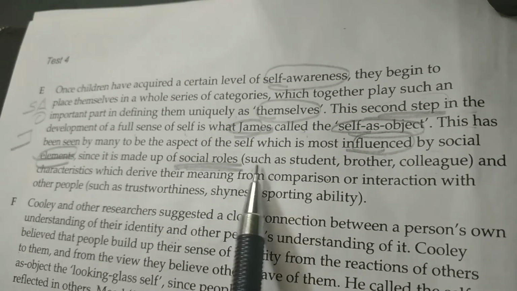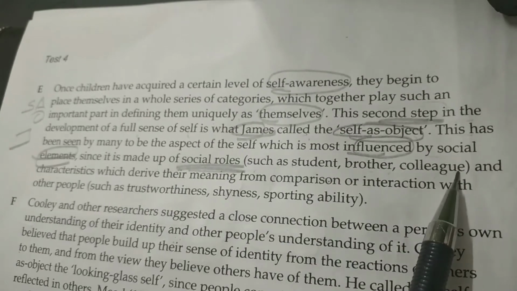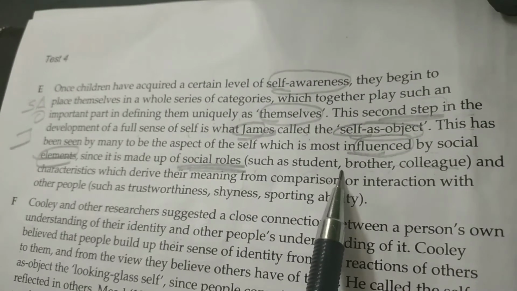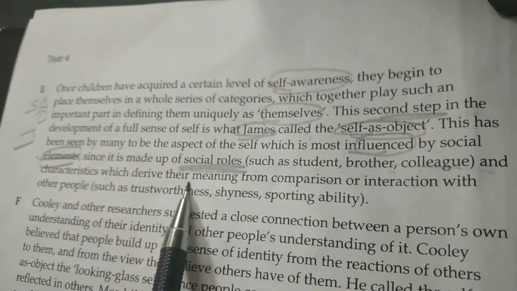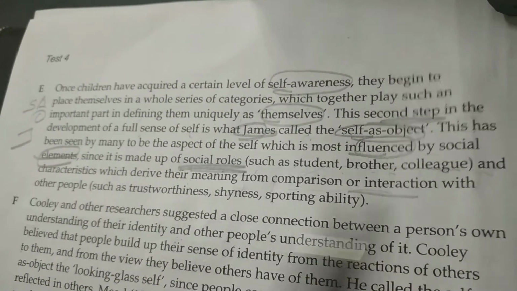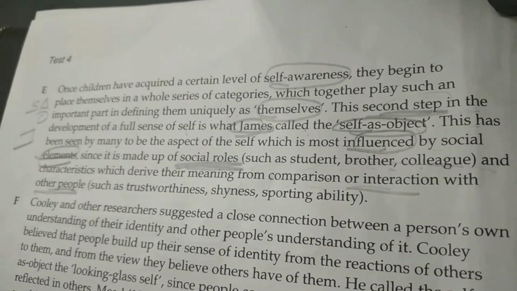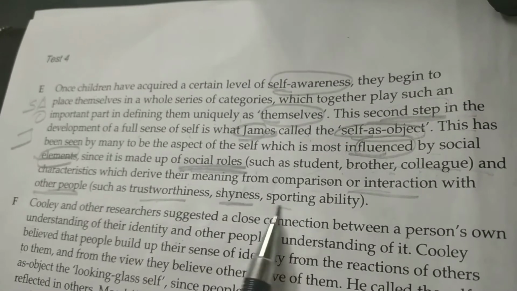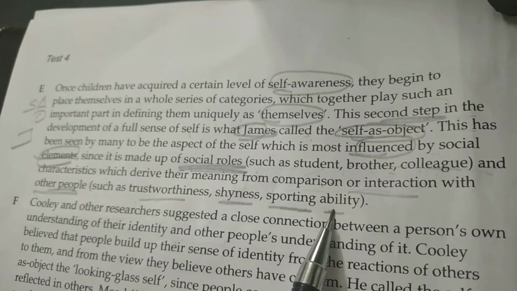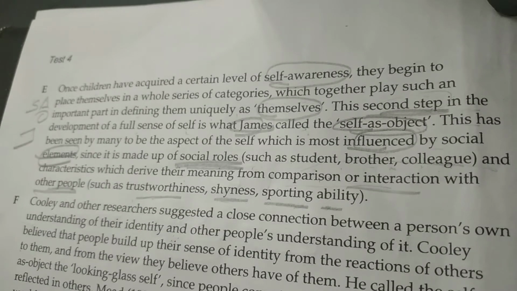Some such as student, brother. So these are the examples of the social roles which influence the children. Self as an object: the sense and the characteristics which derive their meaning from the comparison and interaction with other people, such as trustworthiness, shyness and sporting ability. So we have started to compare. So there is an influence of other social roles on children's sense of self as an object.